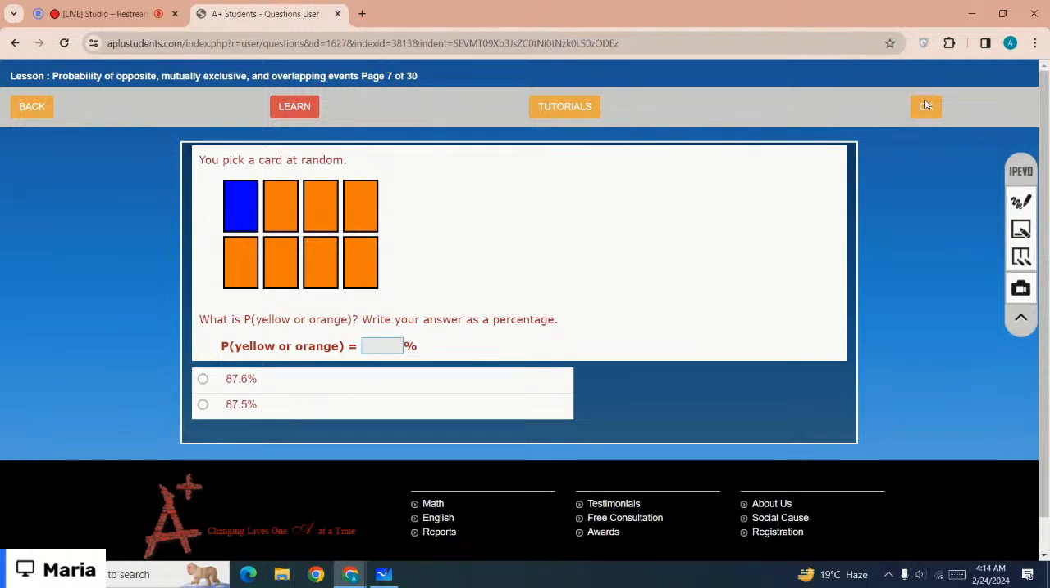You pick a card at random. What is the probability of yellow or orange? Which is the correct option?